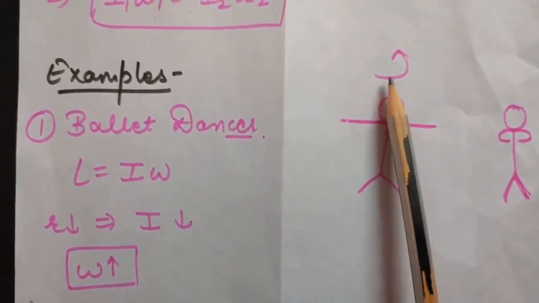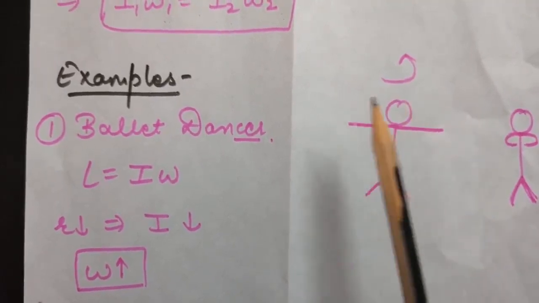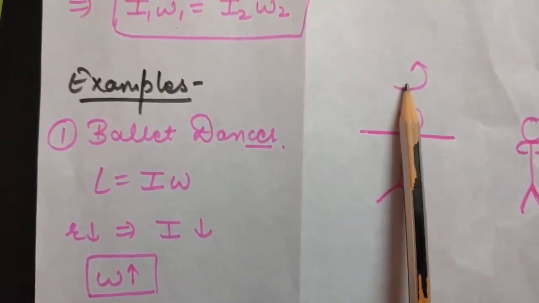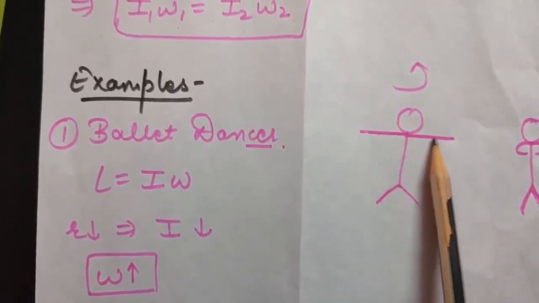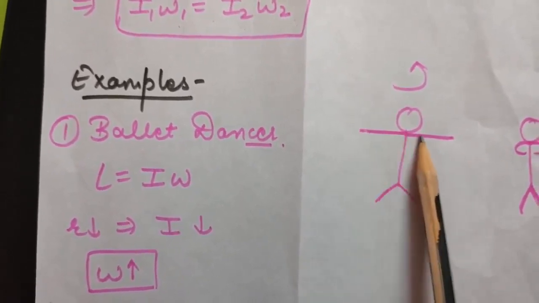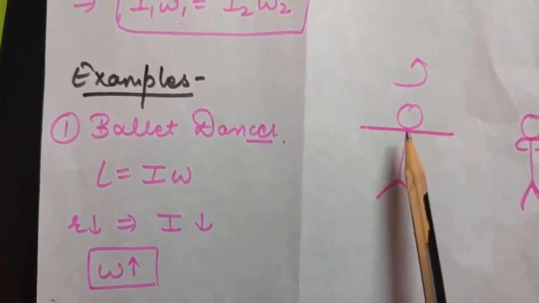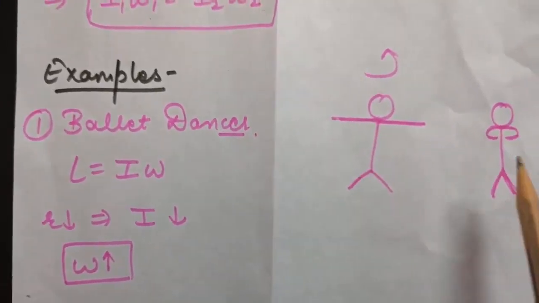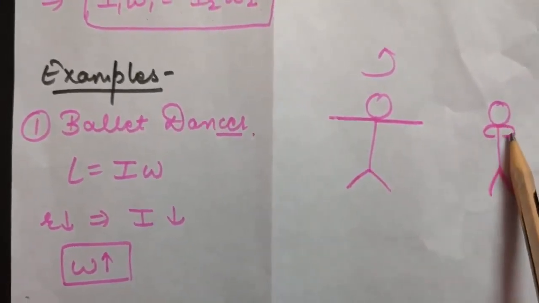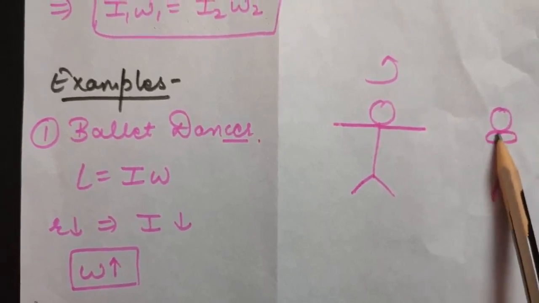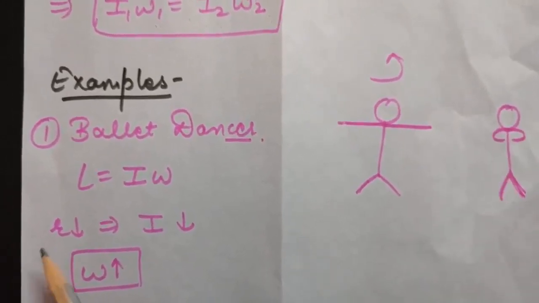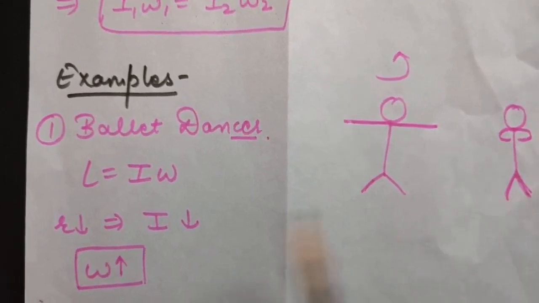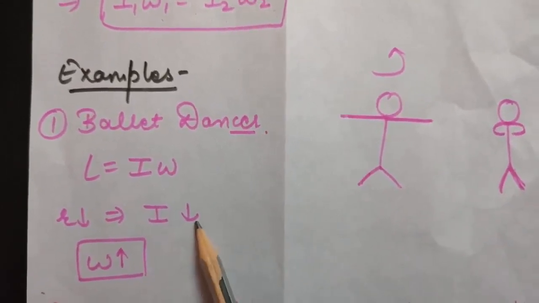See, this is the axis of rotation because the ballet dancer is rotating like this. So this is the axis of rotation. That means in this case r, that is the perpendicular distance from the axis of rotation, is very large. Therefore moment of inertia would be very large in this case. But in this case, because the perpendicular distance from the axis of rotation is small, therefore r is small in this case, and therefore moment of inertia is also very small.